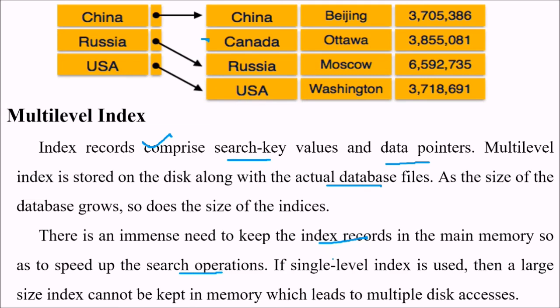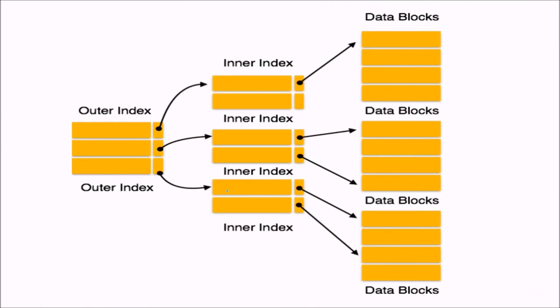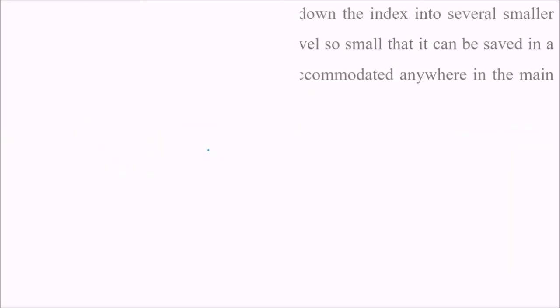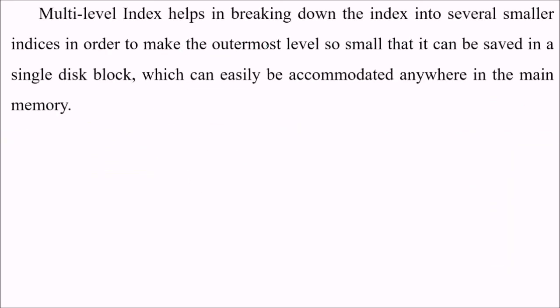If a single index level is used, then a large index cannot be kept in memory, which leads to multiple disk accesses, which we don't want. So this can be your outer index. This outer index is pointing to the inner index, and then the inner index is actually pointing to the data blocks. This is multi-level indexing. A multi-level index helps us break down the index into several smaller indices, in order to make the outermost level so small that it can be saved in a single disk block, which can easily be accommodated anywhere in the main memory.